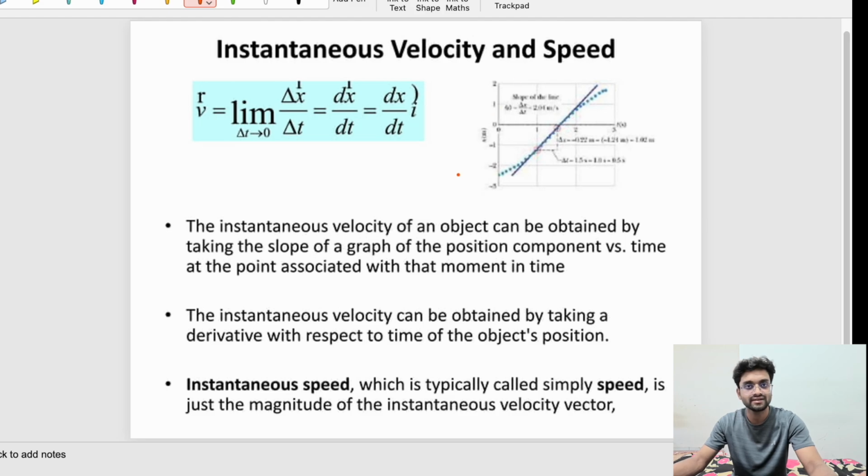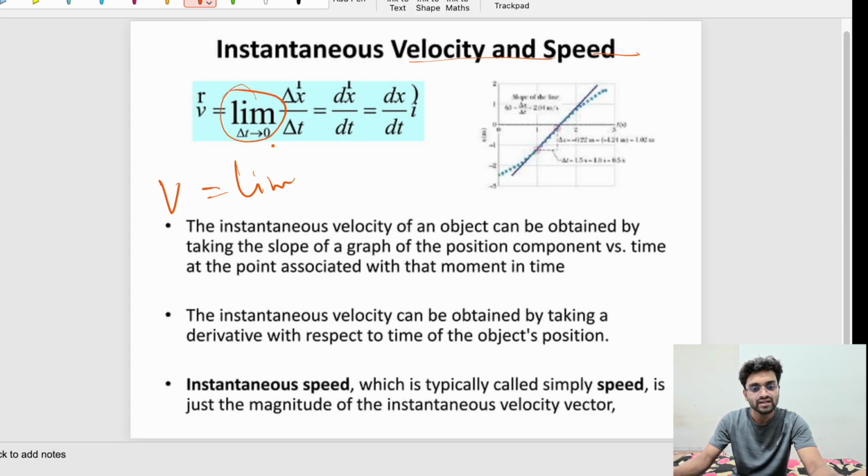Now let's come to the mathematical definition of instantaneous velocity or speed. Let's say v is the instantaneous velocity. We define it as lim, the short form of limit. Let's say over a very small time interval delta t tending to 0, there will be a change in displacement, say delta x, in the time interval delta t. This is the definition of instantaneous velocity.